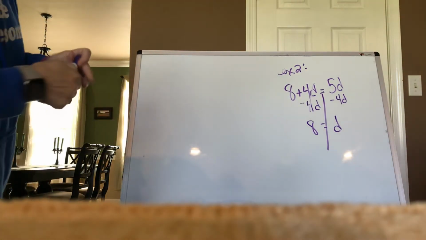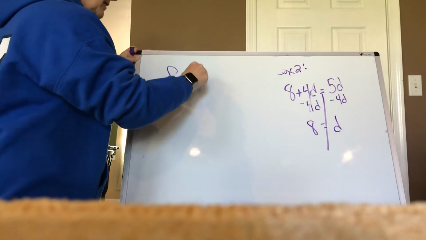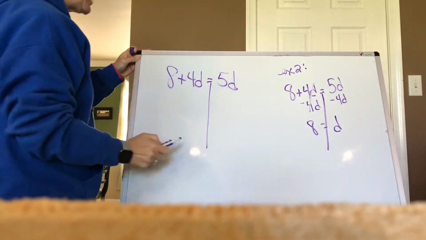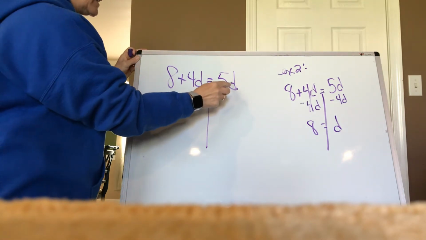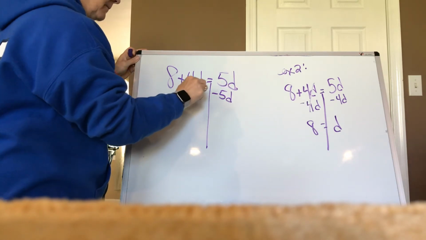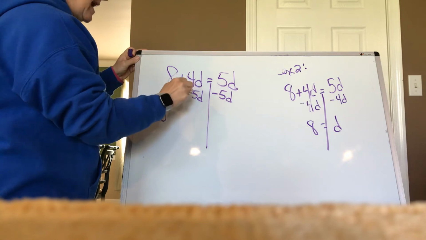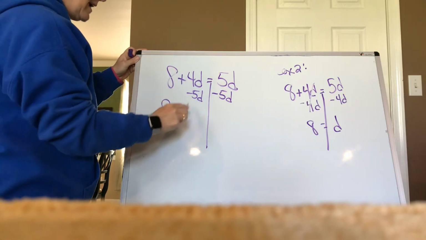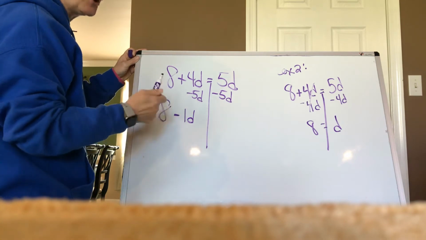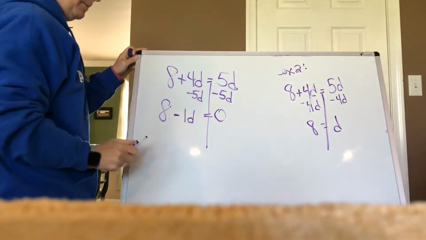Now, let's pretend you decided to do that the other way. So let's do that same problem. 8 plus 4d equals 5d. So let's pretend you said, okay, I'm going to bring this 5d over here. So I'm going to subtract 5d. So on this side, 8, 4d minus 5d. 4 minus 5 is negative 1d. And I'm going to write negative 1. You can just write negative d. Equals 5d minus 5d is 0.